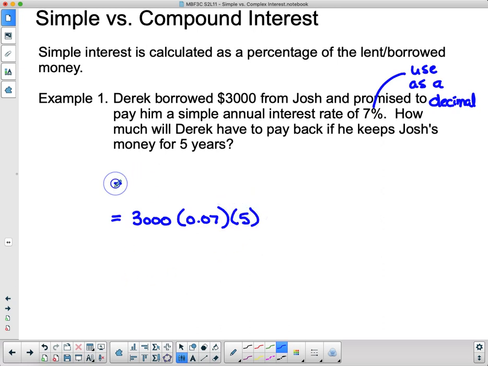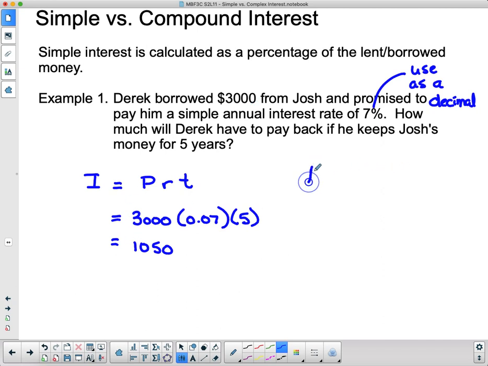Now the simple interest formula that we found out was interest equals principal, which is the amount that you borrowed, times the rate as a percent, so that's the interest rate for the year, and then times the number of years. So 5 years is T. So 3,000 times 0.07 times 5 gives me $1,050. And at the end, he not only has to pay the $1,050 back, but he's got to give this $3,000 back too.